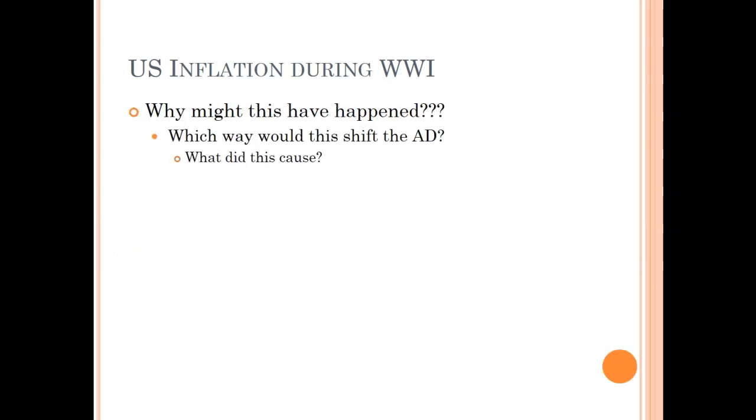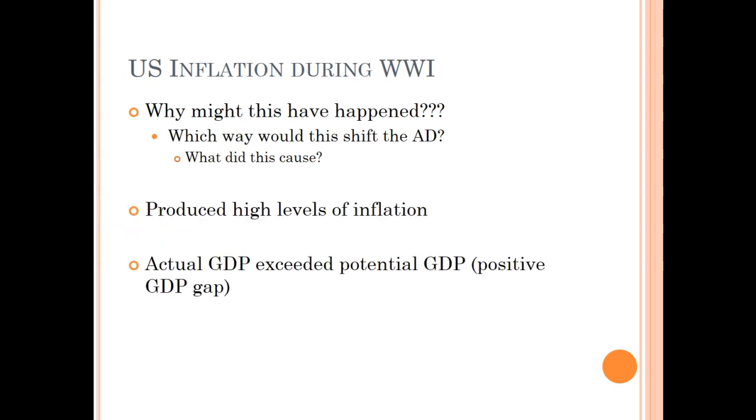So why did that happen? Increase in government spending produced high levels of inflation. The actual GDP exceeded the potential GDP. We had a positive GDP gap here.